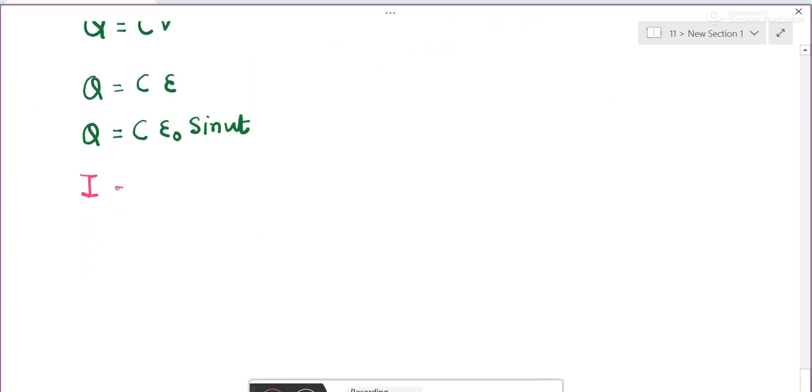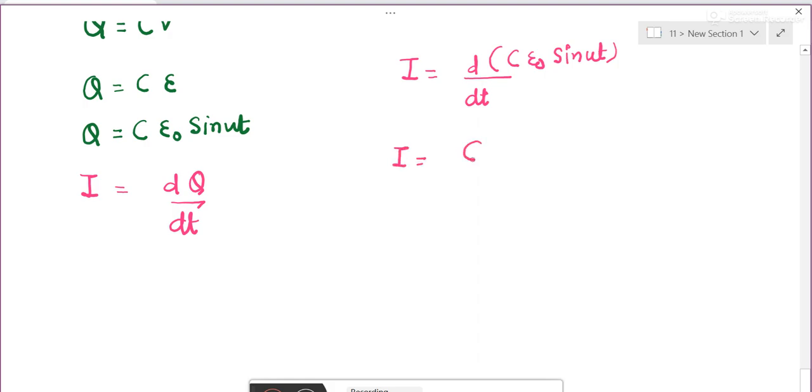Now we know the relation I is equal to dq by dt. So let us substitute: I is equal to d by dt of C E naught sine omega t. Let us take C and E naught out, being constant. So d by dt of sine omega t.